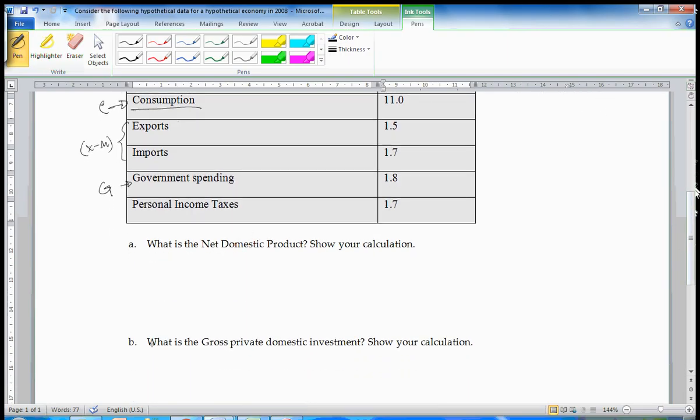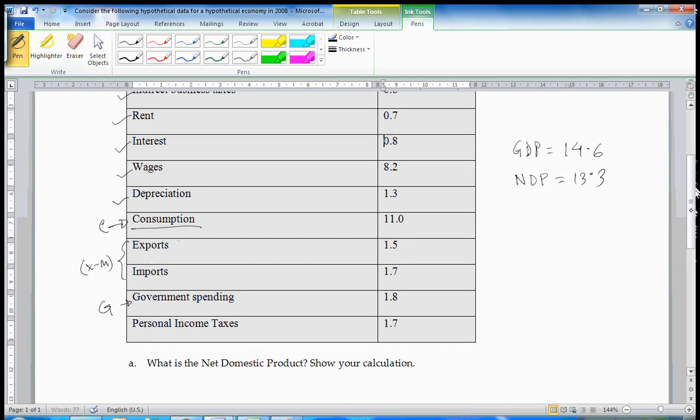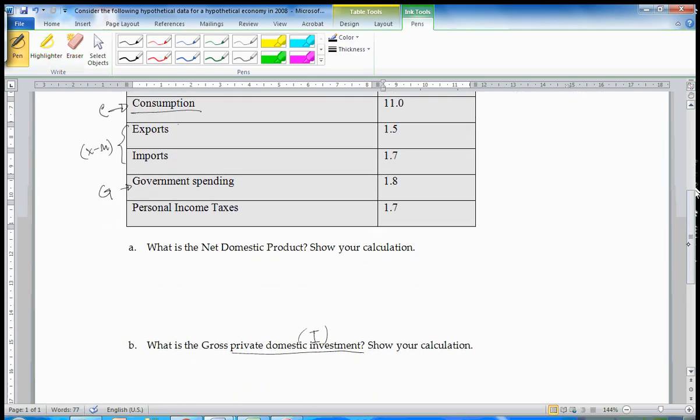And then part B is asking us, what is the gross private domestic investment? So this is basically the investment component that we did not have in this table. So they're asking us to figure that out. To solve that problem, we can use the definition of GDP using the expenditure approach, where we know that consumption plus investment plus government spending plus the net export, which is basically export minus import, gives us the total GDP.